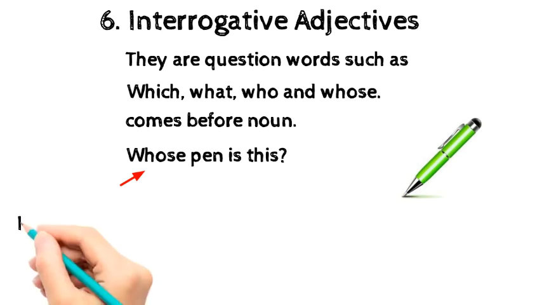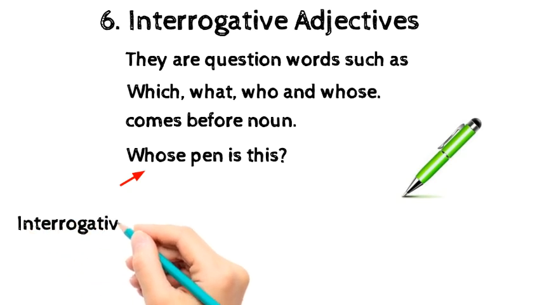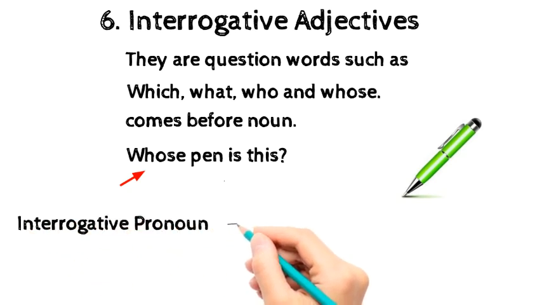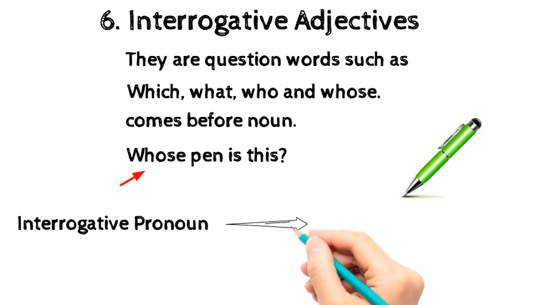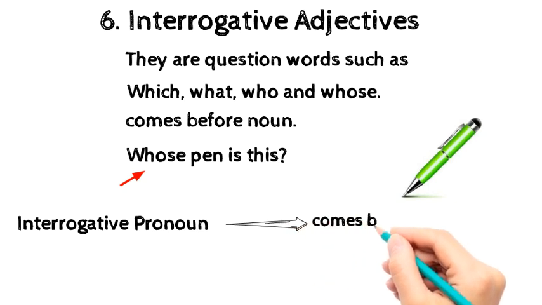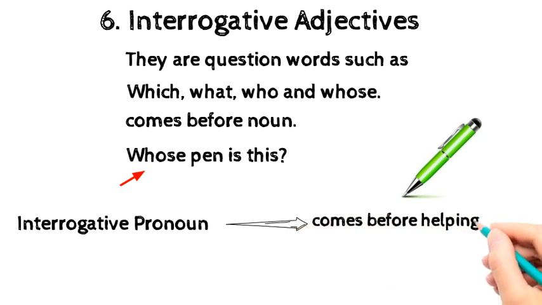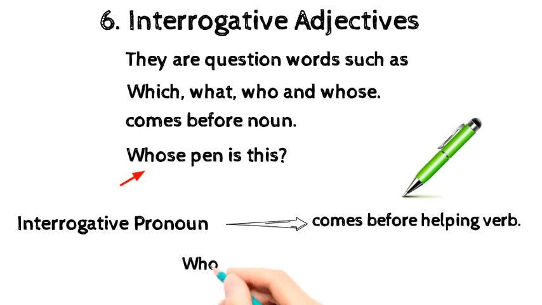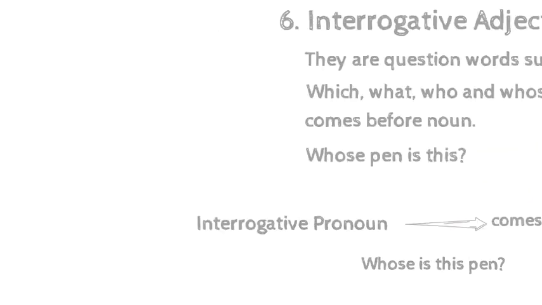And now let's compare interrogative adjectives with interrogative pronouns. So when it comes to interrogative pronouns, they come before a helping verb or modals. For example, whose is this pen? In this given example, you can clearly see that the word whose is followed by a helping verb or modal, that is. So it is one of the examples of interrogative pronoun.